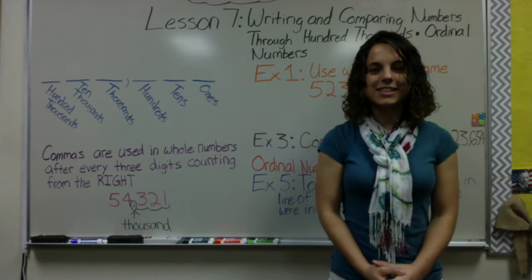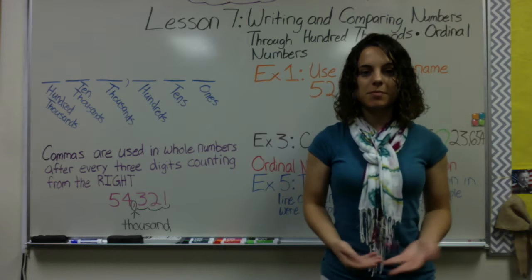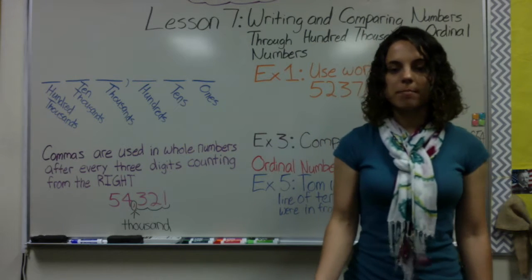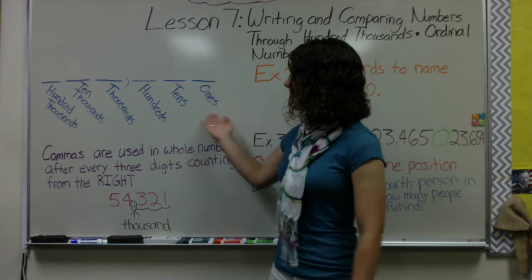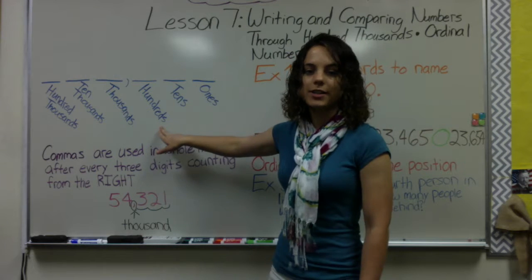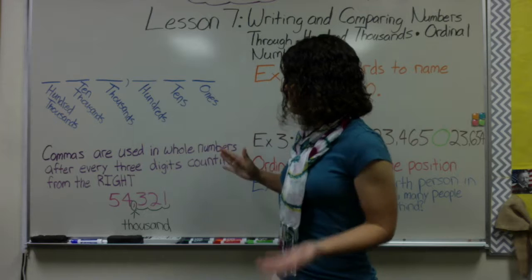Welcome to lesson 7. This is about writing and comparing numbers through hundred thousands, and we're also going to be learning about ordinal numbers. Now we've already learned about 3-digit numbers all the way up to hundreds. So our first 3 place values are ones, tens, and hundreds. These are the 3 we've already talked about and reviewed.